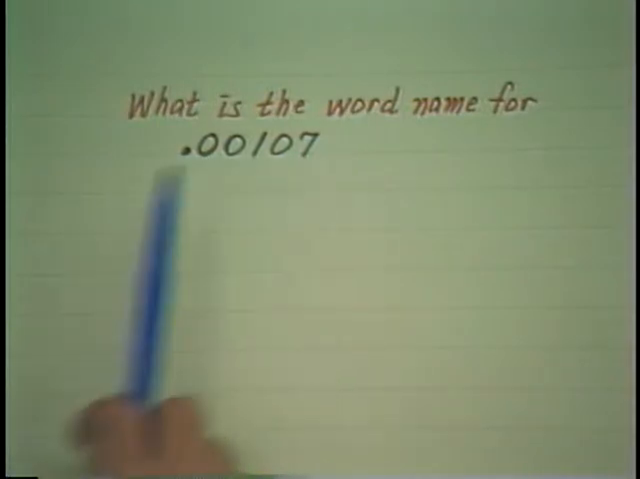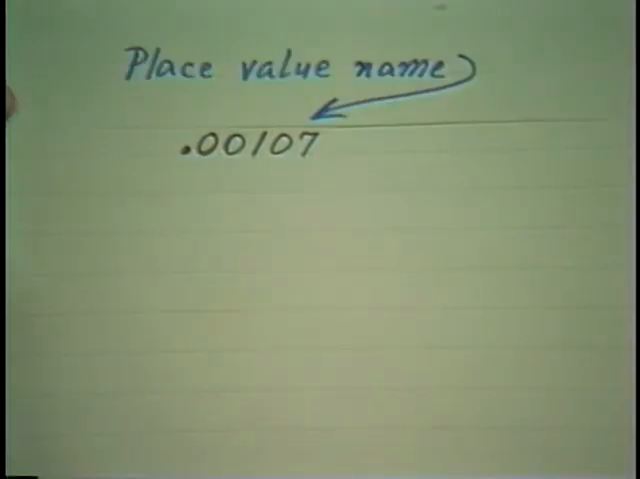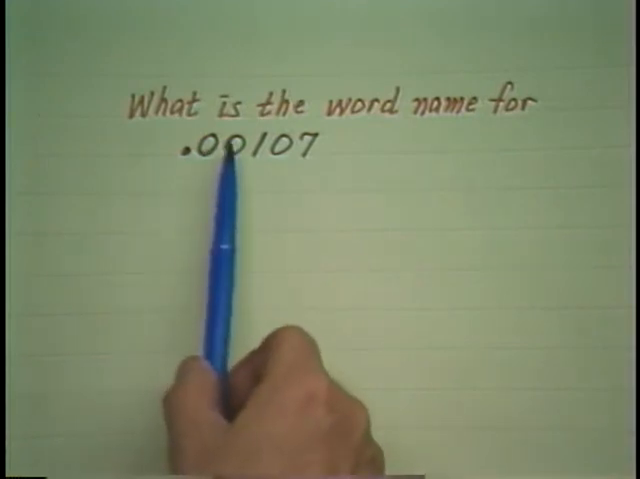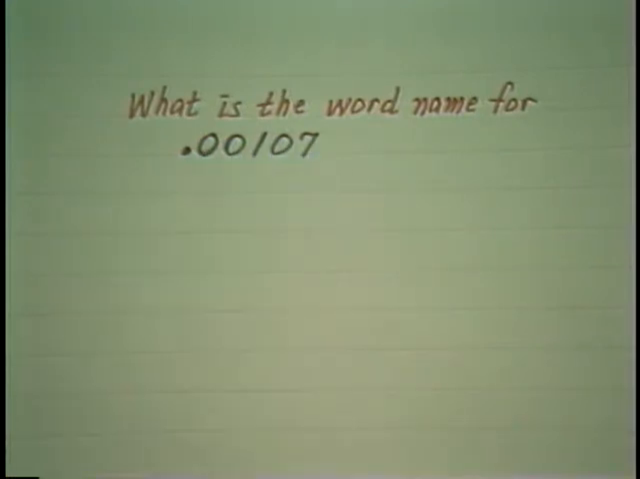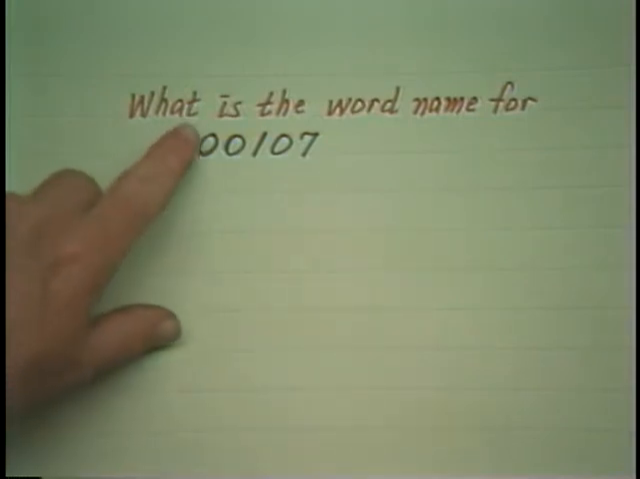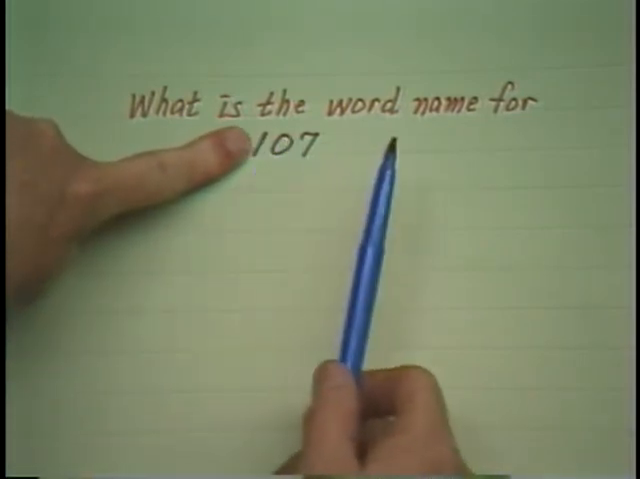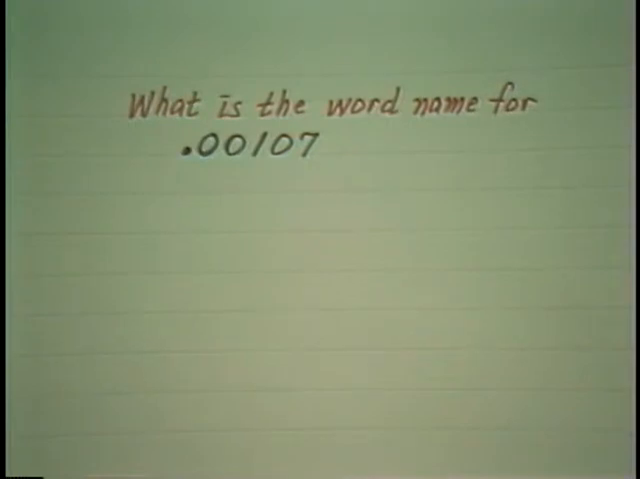This form of number we call the place value name. So for this place value name, we wish to know the word name. That is, if you had to say it over the telephone, how would you say it other than, of course, 0.00107, which is the way we generally do it. Okay, we would say it without the decimal point. So without the decimal point, these front zeros are not necessary. So we would say 107.